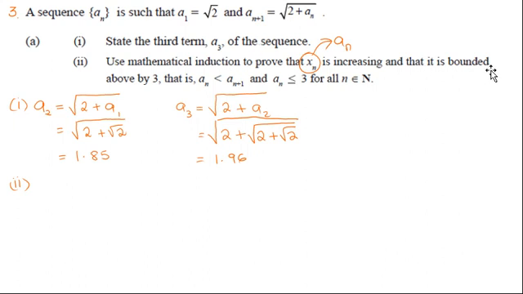In terms of the bounded above by 3, we need to show that a_n is less than or equal to 3. So the terms in our sequence will be less than or equal to 3. They're bounded by 3. Okay? Now, we're going to proceed just like we've done with all the other induction questions. We're going to do our base step, our inductive hypothesis, and then our inductive step.